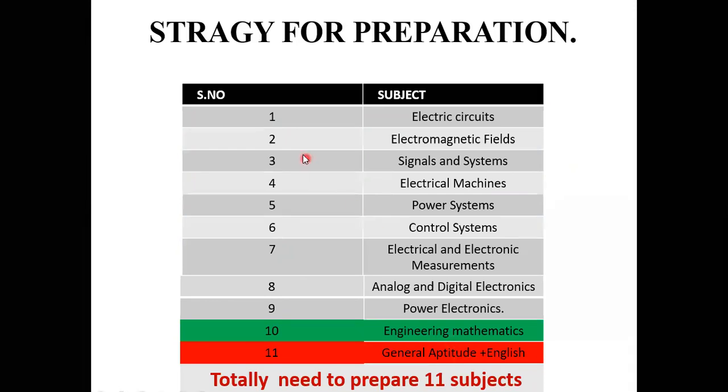So from the first point to the 9th, it is nothing but the core subjects only. The 10th one is engineering mathematics, and the 11th one is general aptitude and English. So I can classify our total subjects into 3 sectors. The first one is core, from the first point to the 9th subject. The 10th one is engineering mathematics, the second sector. And the third sector is general aptitude.